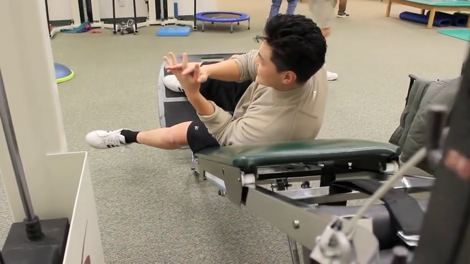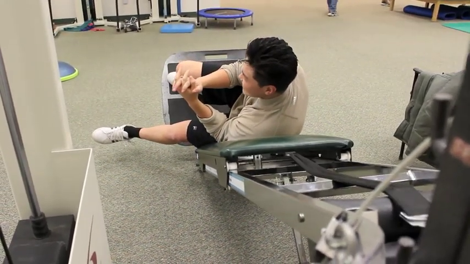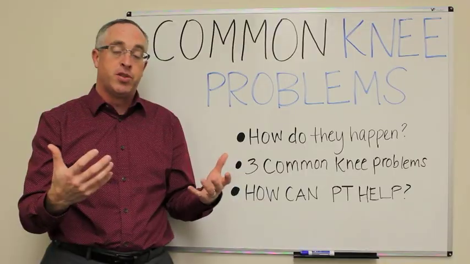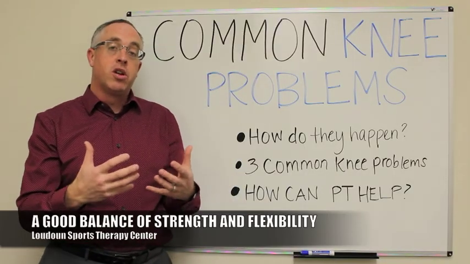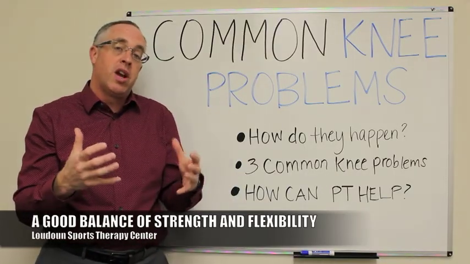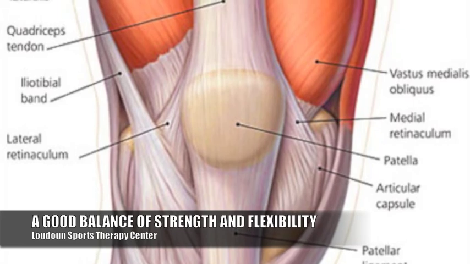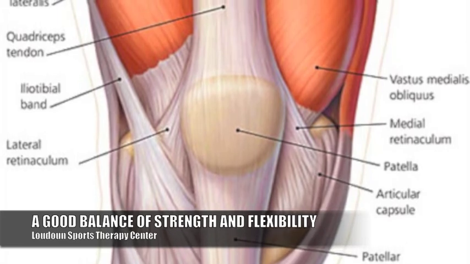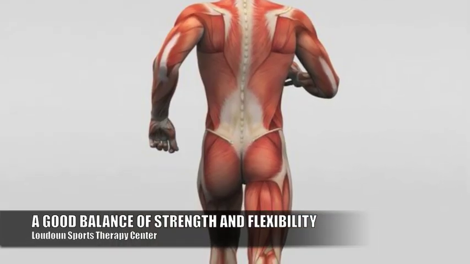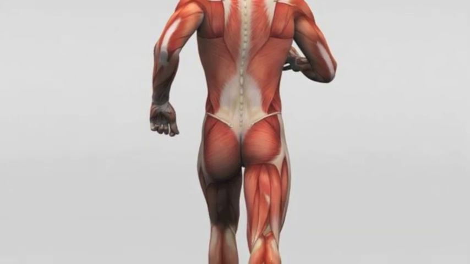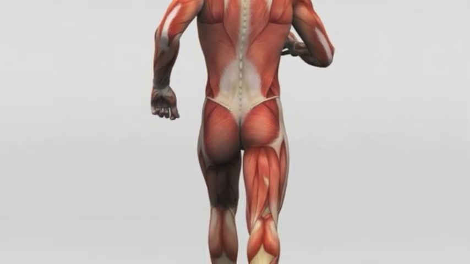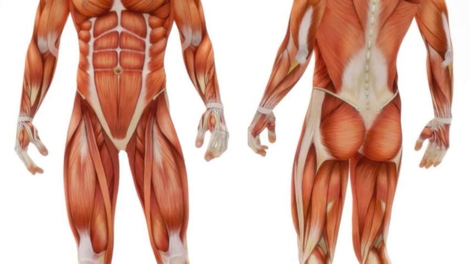The question we get asked the most is, how do I prevent any of these three problems from happening in the first place? Well, the true answer to the question is you need a good balance of strength of all of the muscles around your knee. Yes, we could lump that into quadricep strengthening and hamstring strengthening and calf strengthening, but there's a lot of muscles that come from the front and the outside and the back side of your hip that also help to control what's going on in the knee.